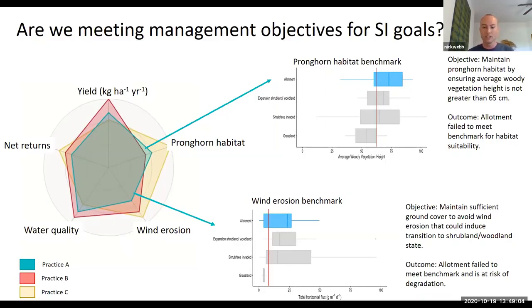By drawing together these large indicator data sets, we can assess how a practice in a management area, like a grazing allotment, might perform relative to a benchmark that we could establish based on knowledge of how the system functions or requirements, for example, for wildlife habitat, or from distributions of available indicators that we can get from these monitoring data sets. So in the example here, we might have a management objective of maintaining pronghorn habitat by ensuring average woody vegetation height is not greater than a certain amount. And by assessing our local data for our experiment or our management area against these broader scale indicators, we might be able to assess that practice or that area is failing to meet or meets that benchmark for habitat suitability.